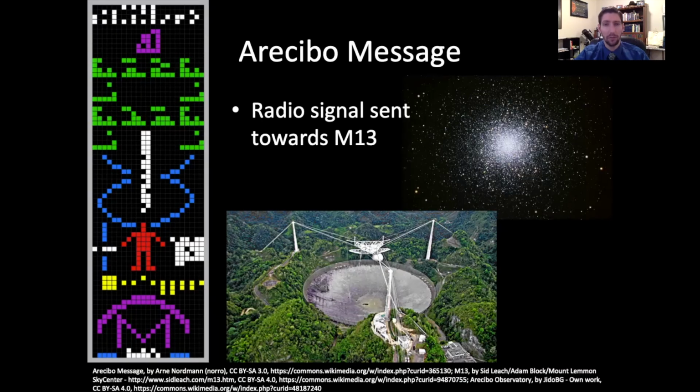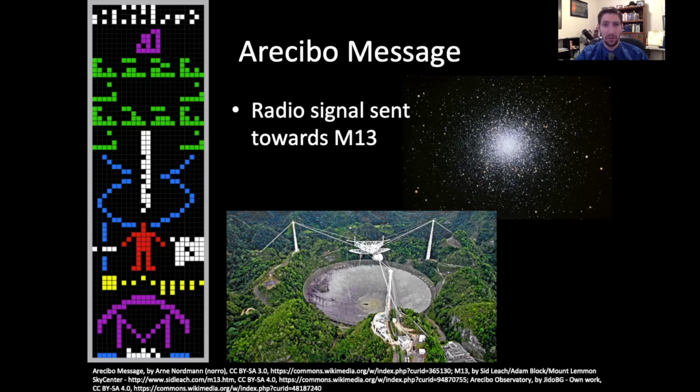In 1974, a few years before the WOW signal, the Arecibo radio telescope in Puerto Rico had sent a message towards the globular cluster Messier 13, or M13, which is 25,000 light years away. So if there are aliens that receive this message in M13 and transmit something back, we won't receive it for approximately 50,000 years. This was meant more as a demonstration of human technological achievement, sort of like sending a car into space, rather than a real attempt to enter into conversation with aliens.